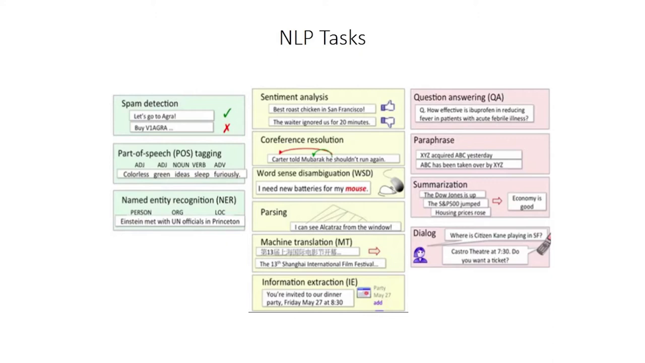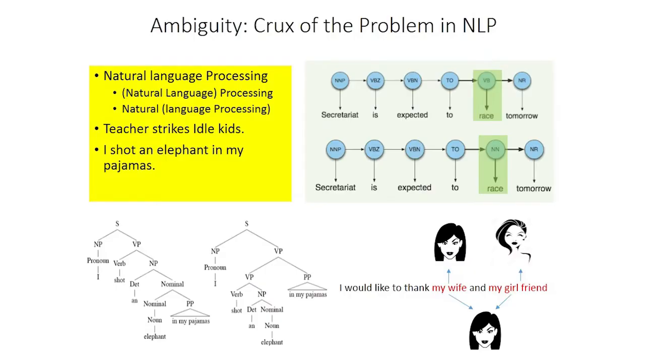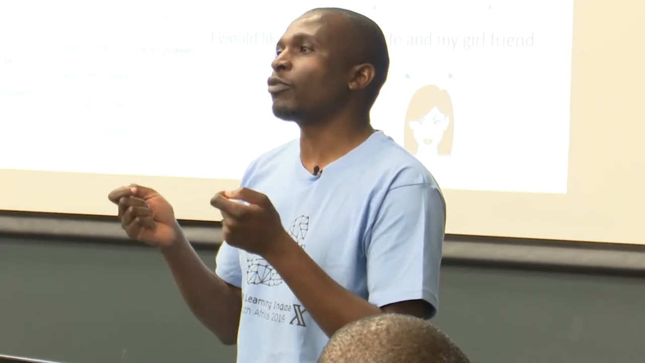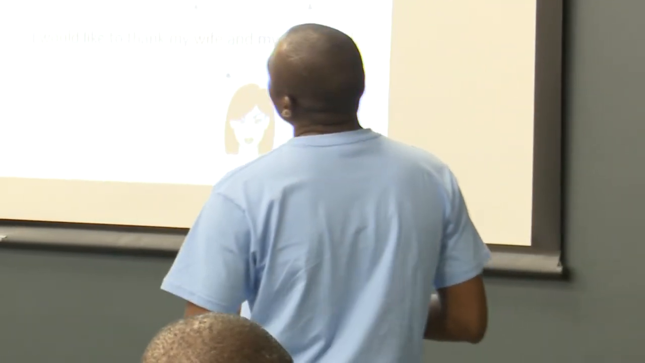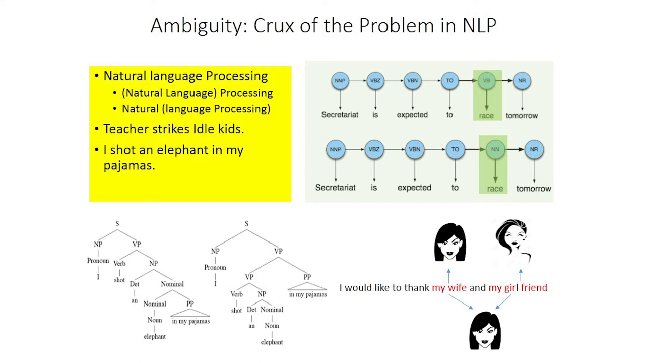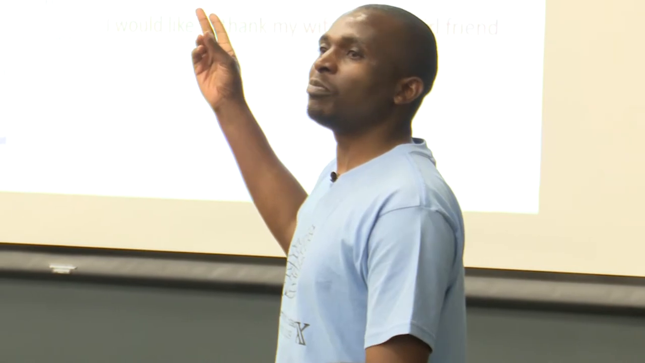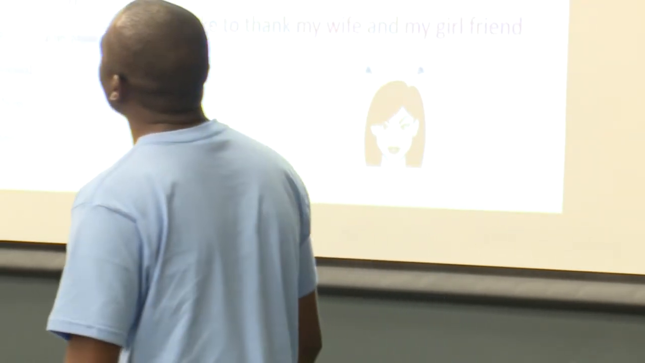But what is the major problem in natural language processing? Ambiguity is the biggest problem. As human beings, when we speak to each other, we can get the word senses, the meaning carried by the utterances, just from the context. But machines might not be able to do so. My topic is about natural language processing. Is it natural processing of languages, or is it processing of natural languages? That's the ambiguity you have, and you would want your machine to be able to decode such ambiguities. Teacher strikes idle kids. These are usually newspaper headlines which journalists use to sell newspapers. Would the machine be able to see from the context what meaning is being carried by that sentence?